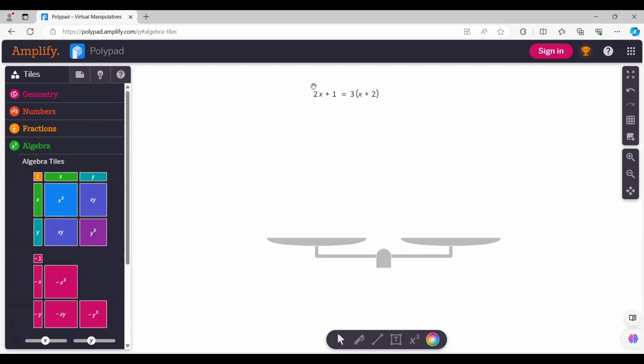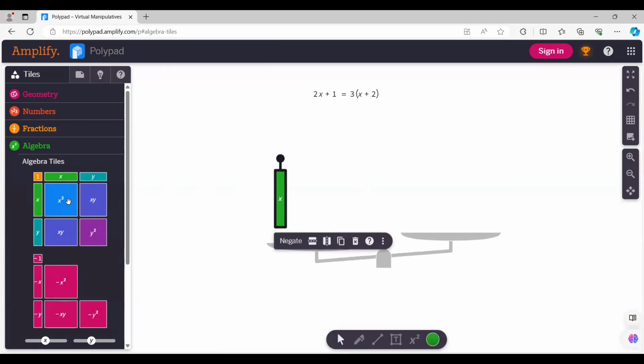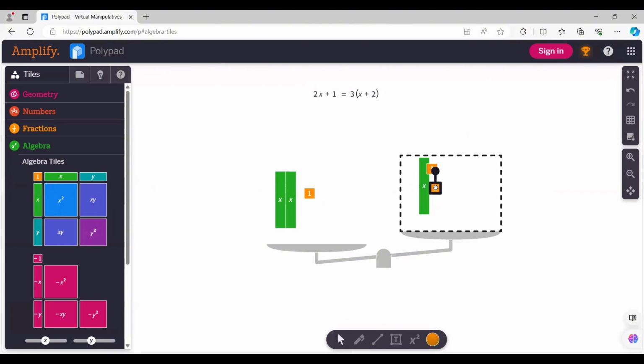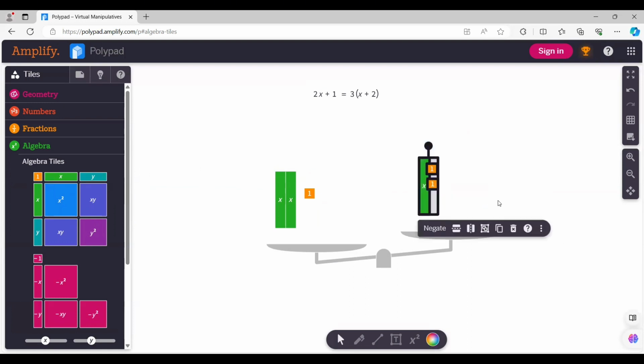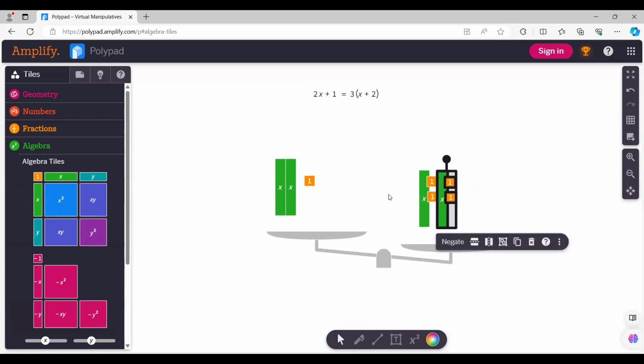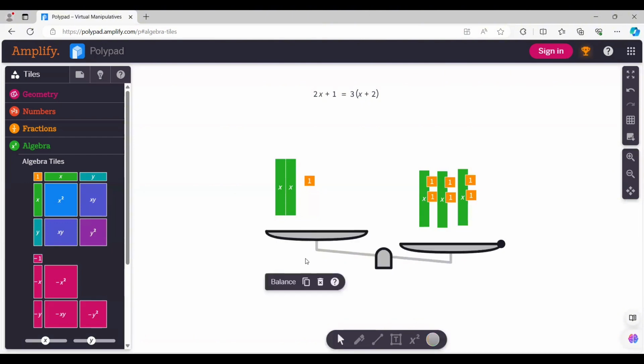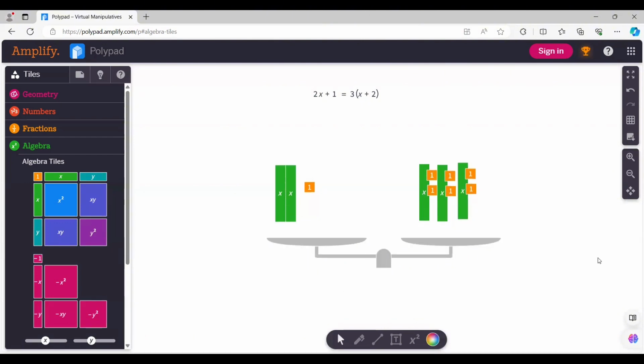So on the left hand side, we have 2x plus 1. So it's like this. The right hand side, we have 3 times (x plus 2). So we do x plus 2 first. After we do x plus 2, we need 3 groups of this, so we can just copy paste. Okay, so this is the question, but the scale is not balanced yet. So we click it and click balance. So now we start to do the question.